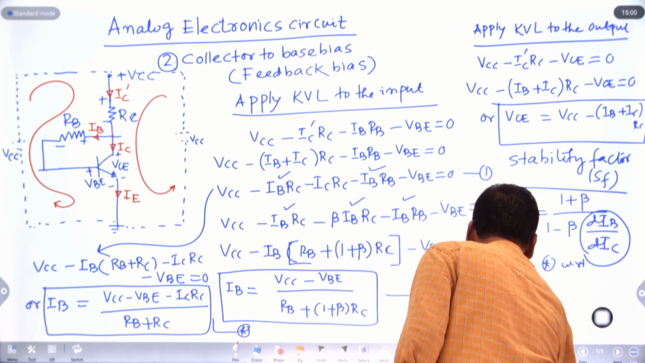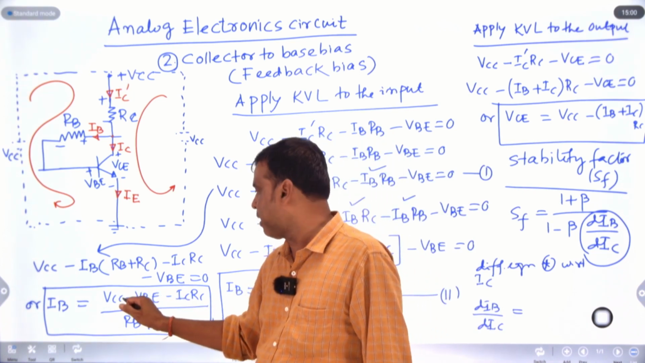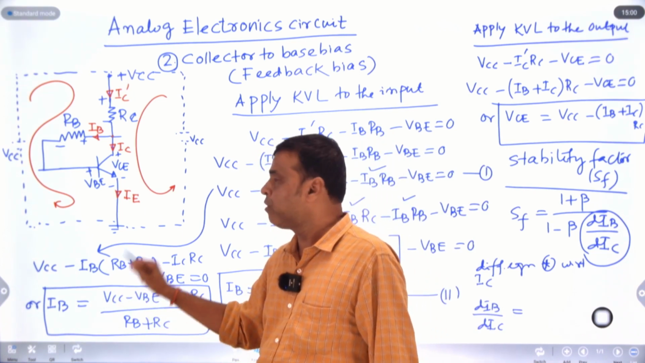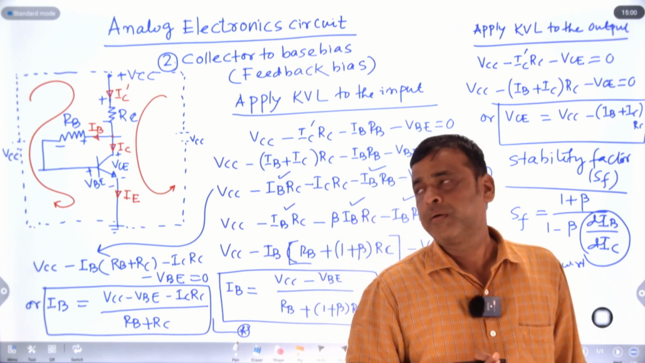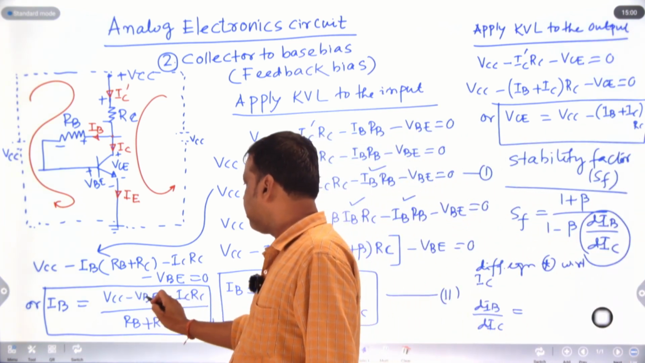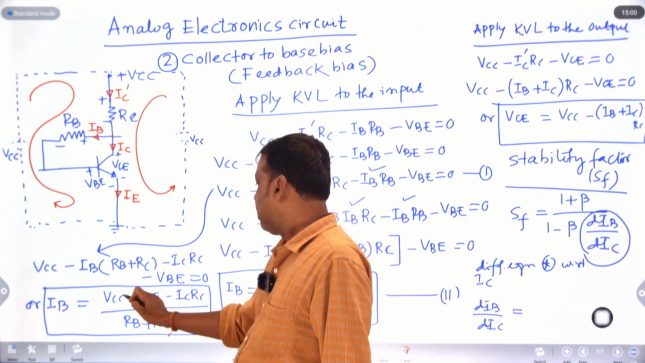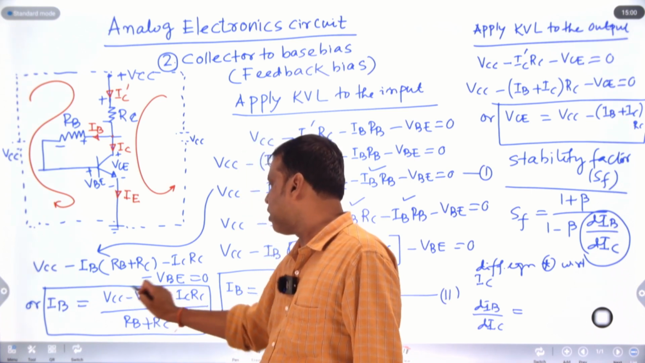dIV by dIC equal to, remember, here VCC is a constant, VB is a constant. VCC may be 20 volt, 15 volt, 10 volt, whatever the value, the derivative of a constant will be 0. VB is 0.3 for germanium, 0.7 for silicon transistor. This will also be constant, so this will be 0. Differentiating the constant, the value will be 0.